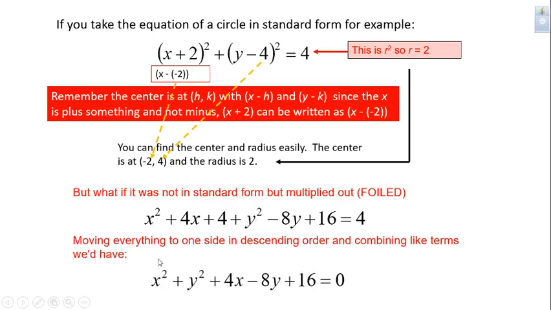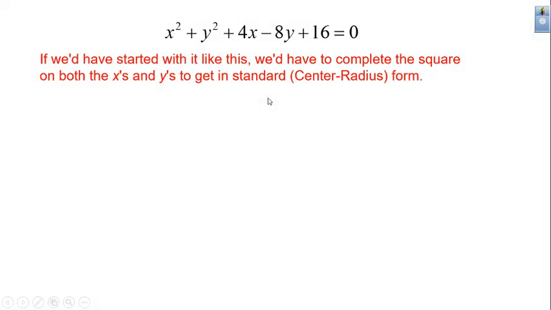So I have an equation that looks like this: x squared plus y squared plus 4x minus 8y, and then plus 16 because the 4s are left behind. That form of the equation of a circle is called general form. Now, this is where a little confusion can occur.